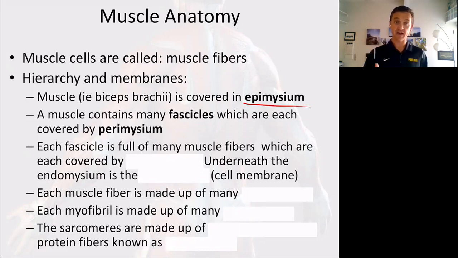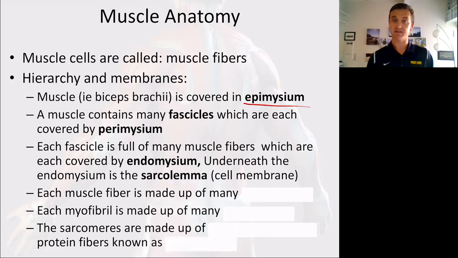Each fascicle is made up of a bunch of muscle fibers and muscle cells. And each of those is covered by a membrane called the endomysium. So those are the three membrane layers. And then underneath the endomysium is the sarcolemma, the specialized cell membrane of a muscle cell.